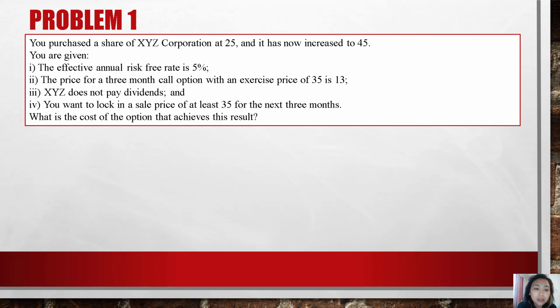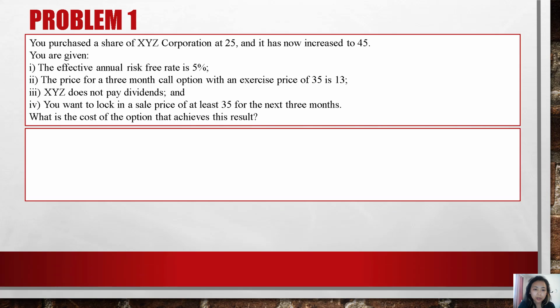So here we are given a call option price and we want to lock in a sale price of at least $35 for the next 3 months. So we have to establish a put option with strike 35 and duration 3 months. And in order to evaluate the cost of establishing such a put option, we have to use put-call parity because the question gives you the call option price.